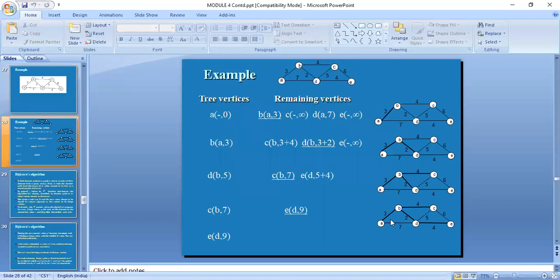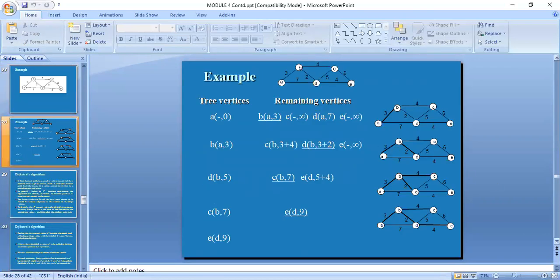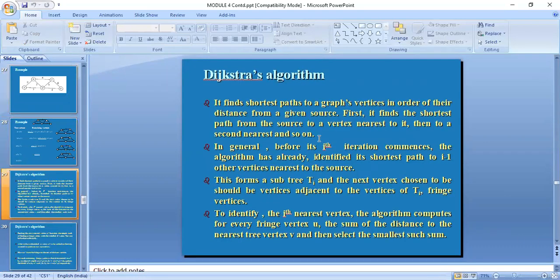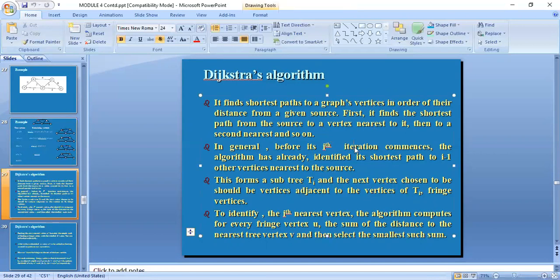In Dijkstra's algorithm, it goes for a shortest path to a graph's vertex in order to find the distance from a given source. First it finds the shortest path from the source to the vertex nearest to it, then the second nearest, and so on. In general, before the ith iteration commences, the algorithm has already identified the i minus 1 vertices nearest to the source vertex. This forms a subtree, and the next vertex chosen should be adjacent to the vertices of the tree, which are called the fringe vertices. To identify the nearest vertex, it computes the smallest one and goes near to it.